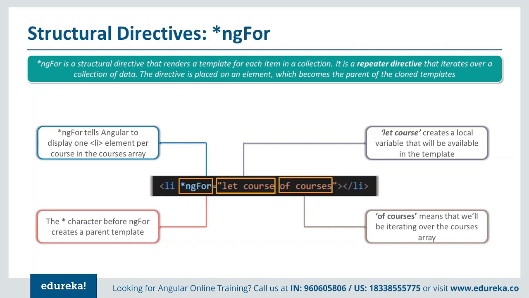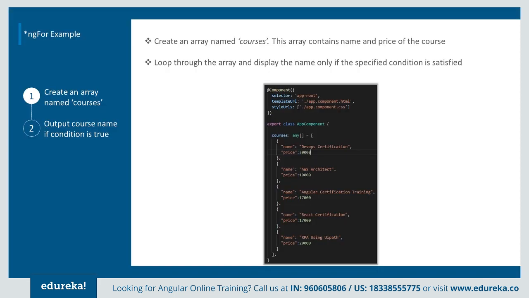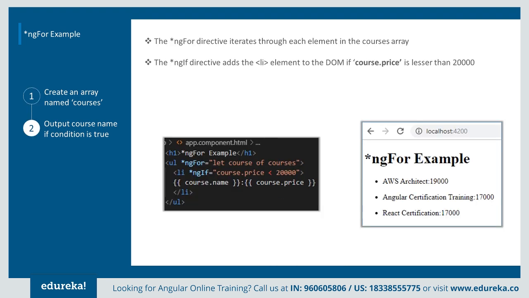Now, of courses means it is a list. You are giving me one out of that. Star ngFor is a template. It creates a template internally. So now you understood what a for loop is. Create an array of courses. This is an array that contains the name and price of the courses. So they are saying course and the price of the course. Loop through the list of items. That, anyhow, I already created. The star ngFor directive iterates through each item.